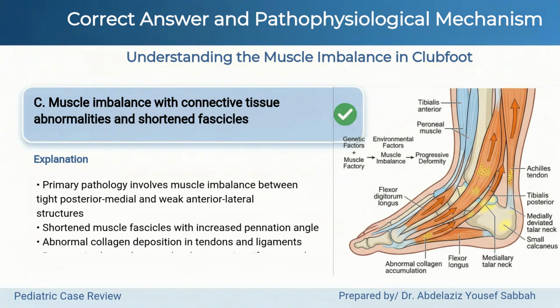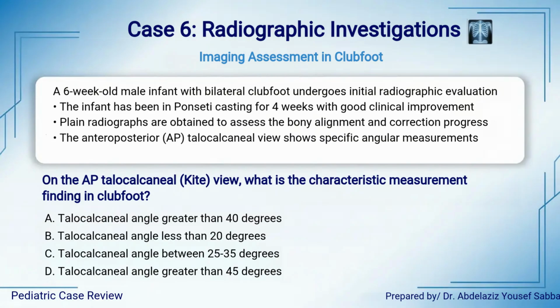Understanding this mechanism explains why the Ponseti method, which sequentially corrects the soft tissue deformities from distal to proximal, is so effective. Case 6. A 6-week-old male infant with bilateral clubfoot undergoes initial radiographic evaluation. He has been in Ponseti casting for 4 weeks with good clinical improvement. Plain radiographs are obtained to assess bony alignment and correction progress. The anteroposterior talocalcaneal view shows specific angular measurements.